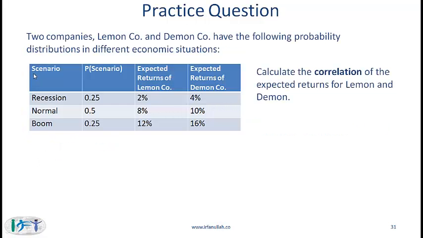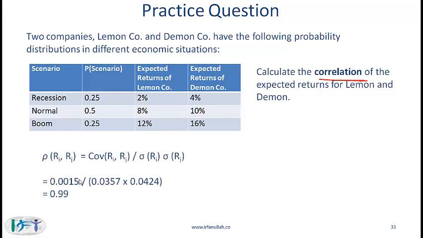Next, for the same data, you need to calculate the correlation. And here, all you do is come up with the covariance, which you did on the previous slide. You have to then compute the standard deviations for both stocks. Covariance divided by the product of the standard deviations should give you 0.99. So this is saying that the two stocks are very strongly correlated.